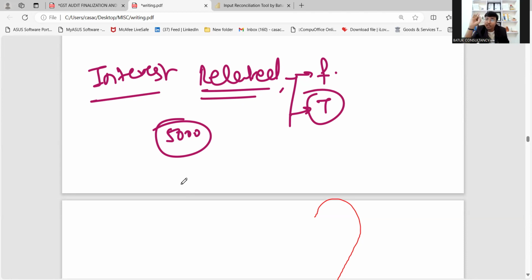So when you check the financial statement, if there is any interest income, just demand the bifurcation between the financial interest and the trade interest. And for the trade interest, you just need to ensure that GST has already been paid or not, because this is termed as a supply.